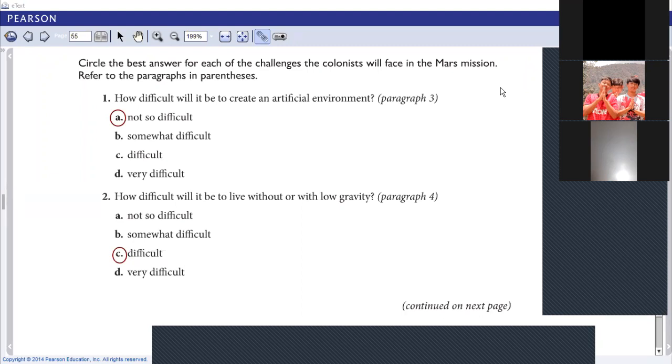Gracia, could you answer that? No, Gracia. Okay, number 3, how difficult will it be to deal with feelings of isolation? If we look at paragraph 5, we can infer that it is somewhat difficult. So it's B. And how difficult will it be to prevent boredom in paragraph 5? Joyce, can you answer that one? What did you get from number 4?